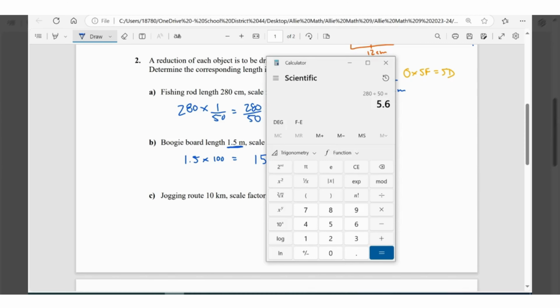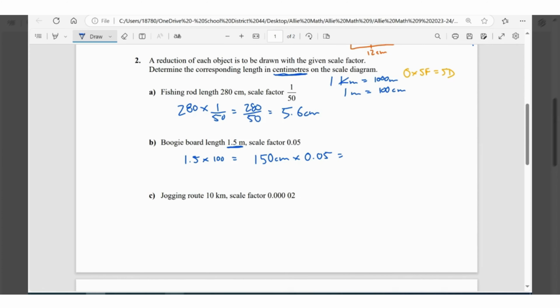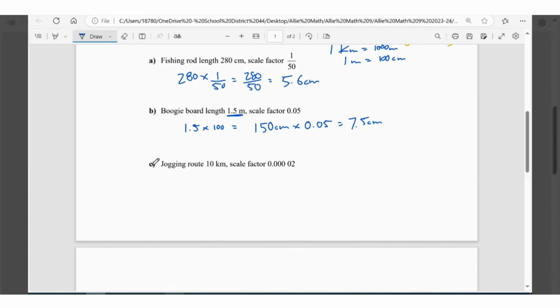150 times 0.05, that's right? Yeah, 0.05 equals 7.5 centimeters. So what was originally 1.5 meters, multiplied by a scale factor of 0.05, the length of our diagram is 7.5 centimeters. And our last one, we're doing a good amount of converting here.